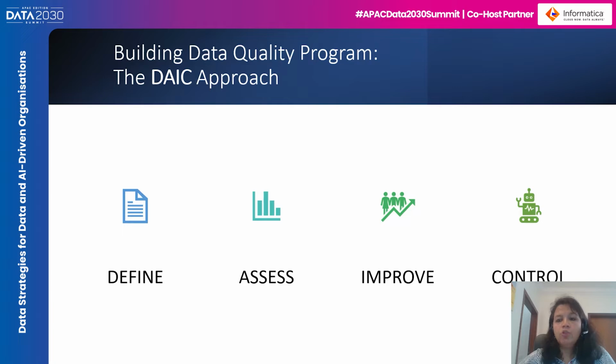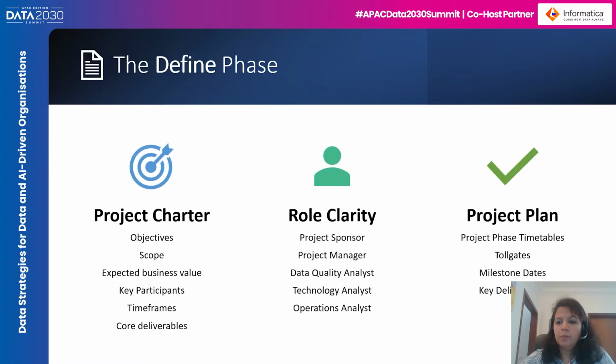So now let's look into the details of each stage in building up this quality program. Define phase. The define phase focuses on defining the project by establishing the scope, objective, resource commitments, and project plans, and also ensuring strong governance and stakeholder support.